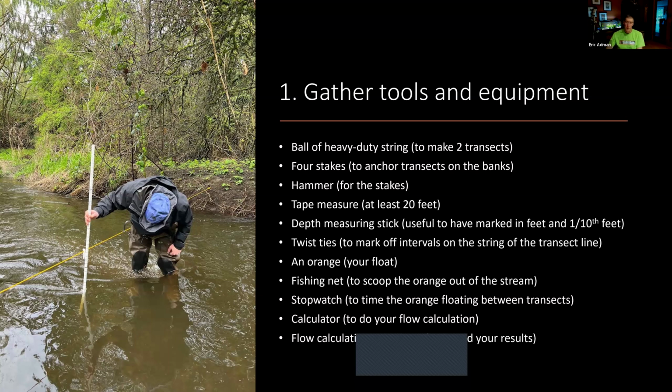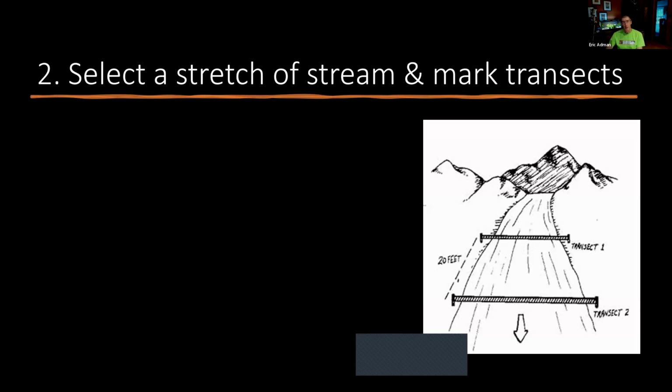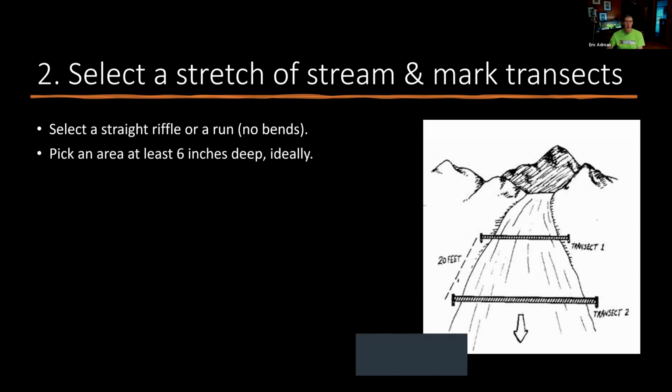So gather up all those things, and then you're going to figure out a stretch of the stream that is good for you to mark these transects. So typically you want to try to find a straight section, because if you have a bend, water's going to go faster on the outside of the bend and slower on the inside of the bend. So it's hard to pick where you want to drop your object to travel without going too fast or too slow. So a straight section is best.